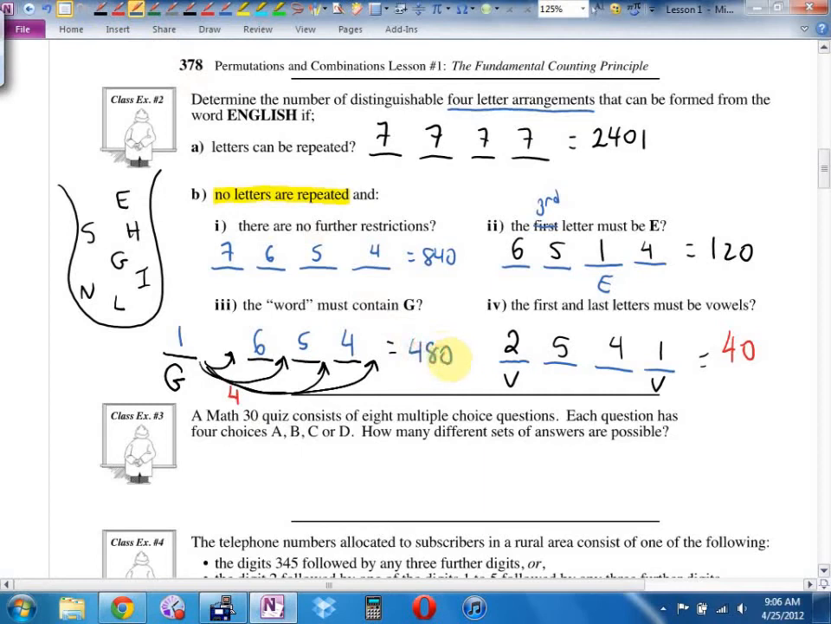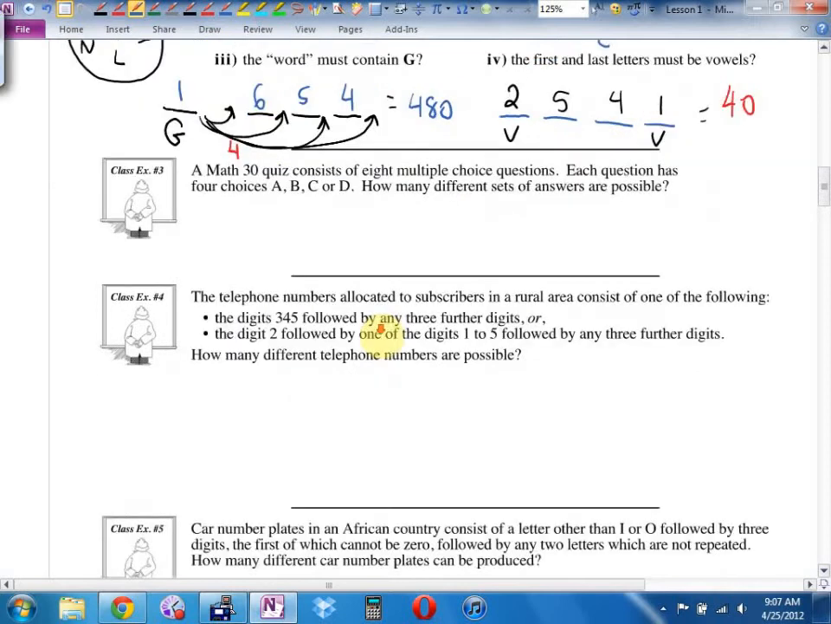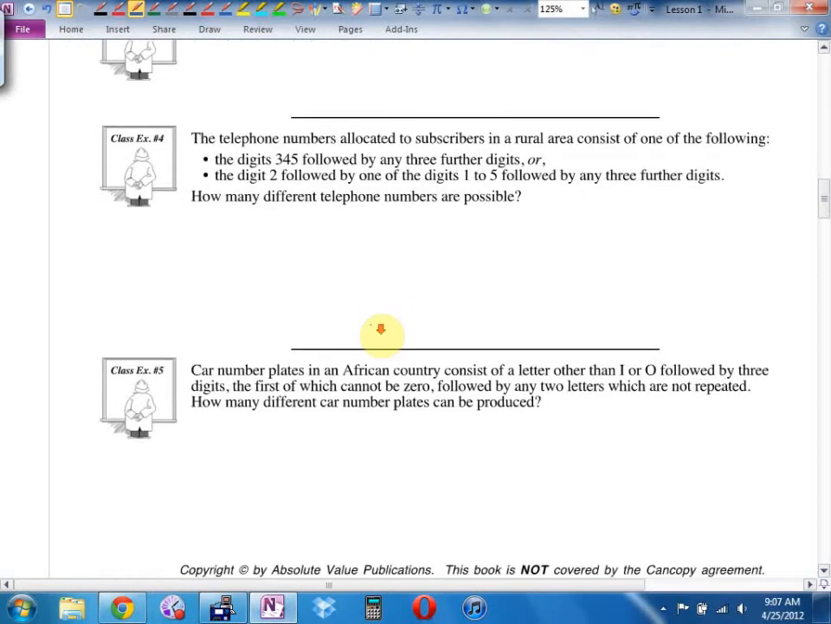That's a trickier one. That's about as tricky as we'll get for a while. But I hope you can kind of see how we figured that out. It's really three letters and one letter and, oh, also four different locations. There's four different choices for a location. That was the fifth blank, technically. Example three, eight multiple choice questions with four answers. We already did multiple choice questions. So let's go to example four.